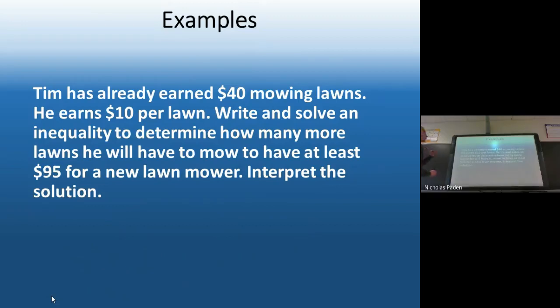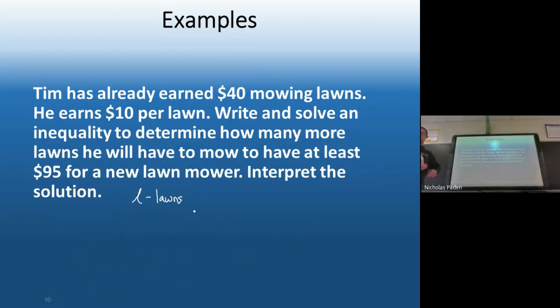Okay, so question is first, what am I trying to find? Well, determine how many more lawns he will have to mow. So usually just one little thing. We'll say L stands for lawns. Usually you write a cursive L for that because if you just write a regular L, it could be mistaken for a 1. So that's what my variable is going to be. You could use X for lawns as well.